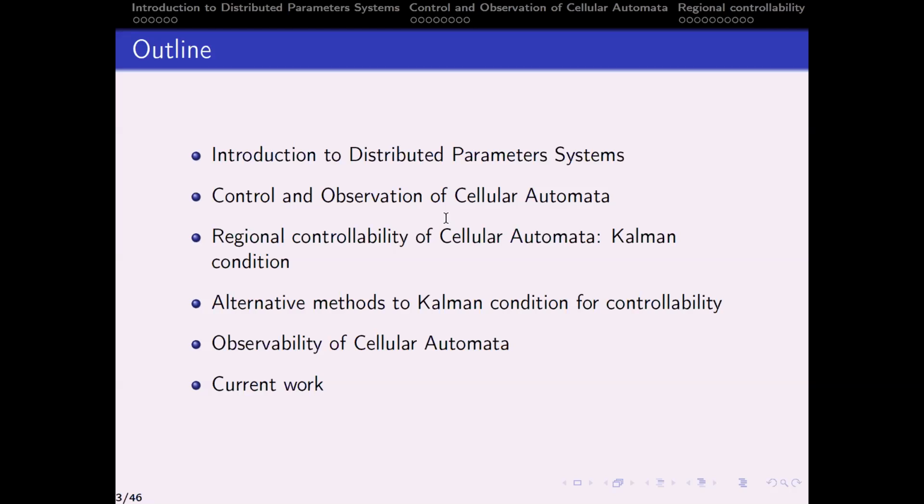Then I will say something about regional controllability of cellular automata, with the main results given by the Kalman condition. But for some years we have worked on alternative methods to the Kalman condition, because this condition works only for linear systems, and we want to investigate other methods and generalize how to prove controllability and observability by means of cellular automata.